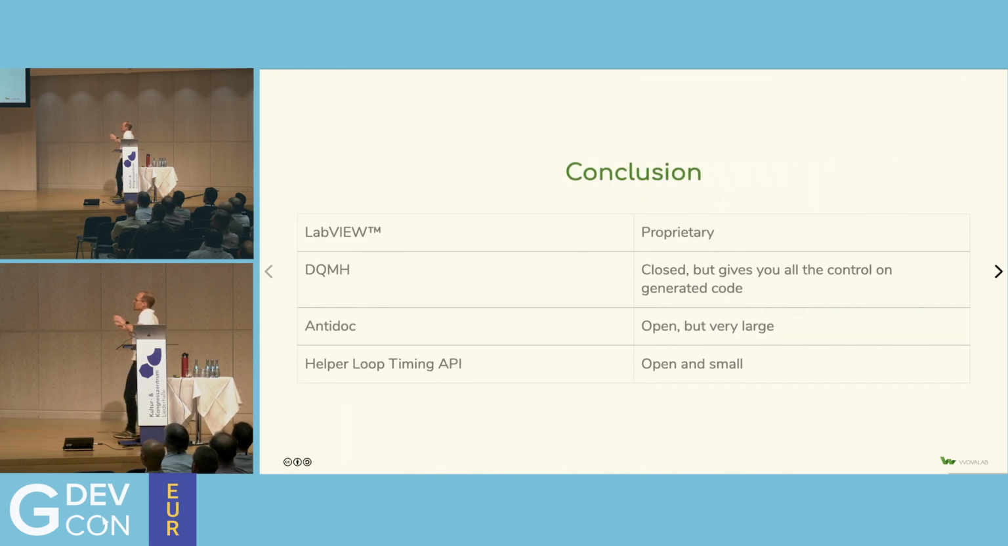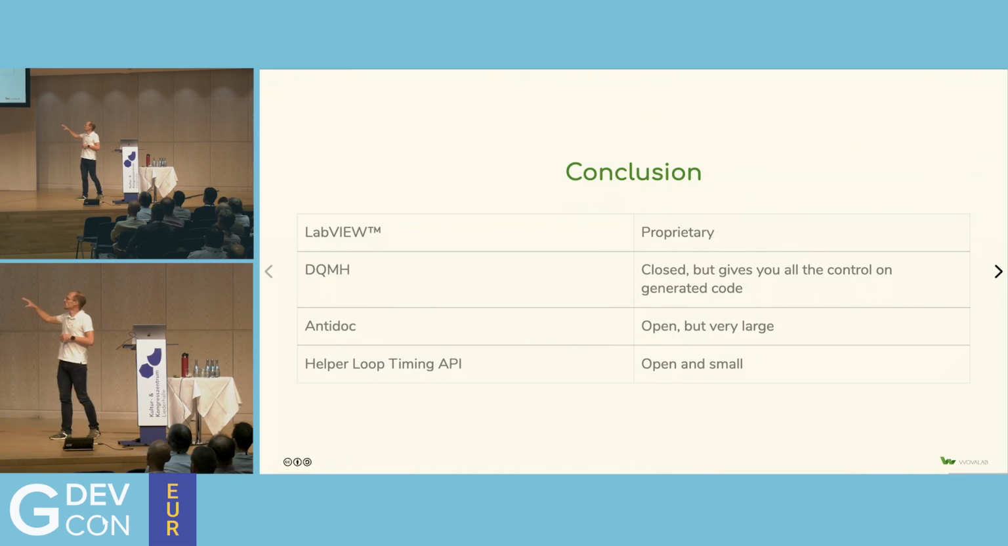As a conclusion, in our LabVIEW world, we have LabVIEW, which is a proprietary application. We have things like DQMH. It's closed, not an open source project, but it gives you the control of all the generated code. You can have Antidoc, another project I'm maintaining. It's open, we have access to everything, but it's very large, with dependencies on other products, and complex. And you have this helper loop timing API I showed you, open and small.